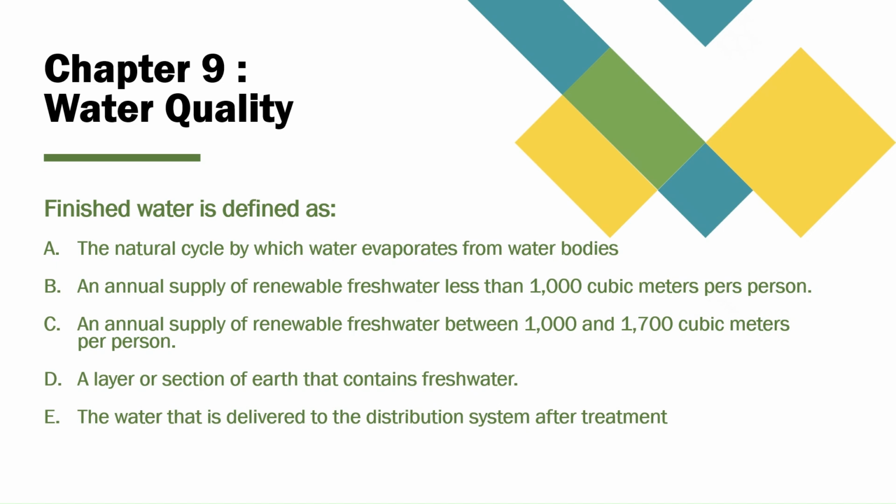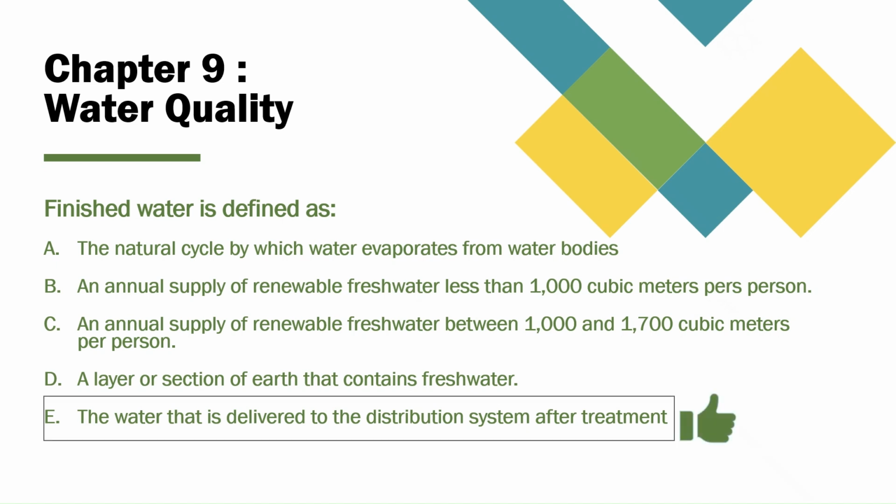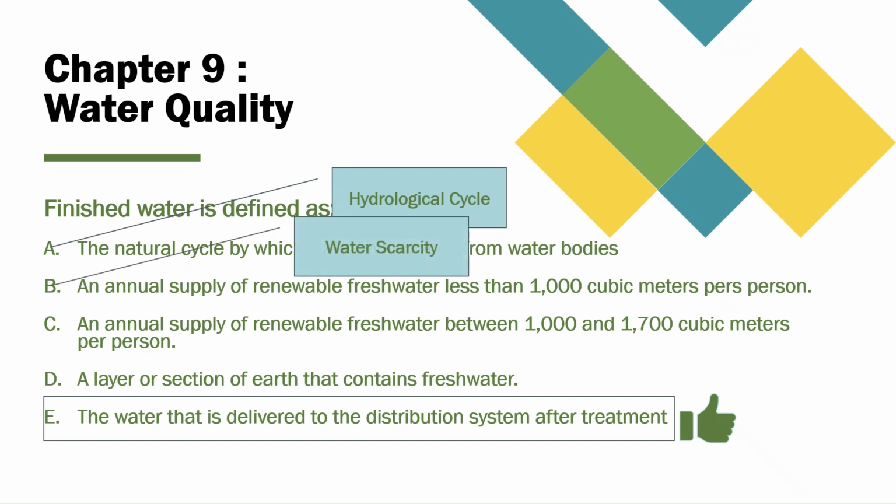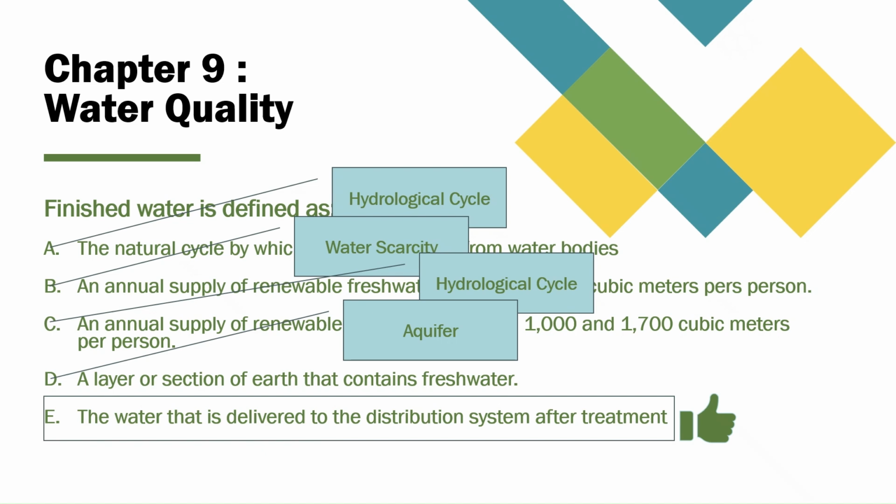The correct answer is E. The water that is delivered to the distribution system after treatment. This term distinguishes water that has been treated to meet safety and quality standards for public use from the water that is untreated. Option A describes the natural water cycle. B and C define levels of water availability, water scarcity, and water stress, respectively. And option D refers to an aquifer, a natural source of groundwater. This information can be found on pages 214 and 215 in the textbook.